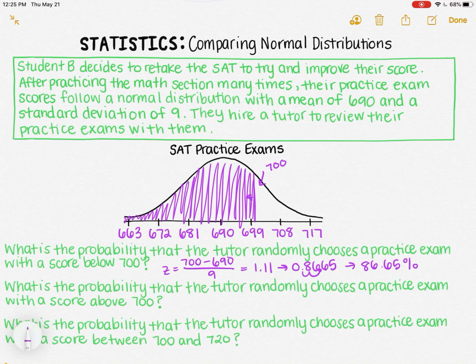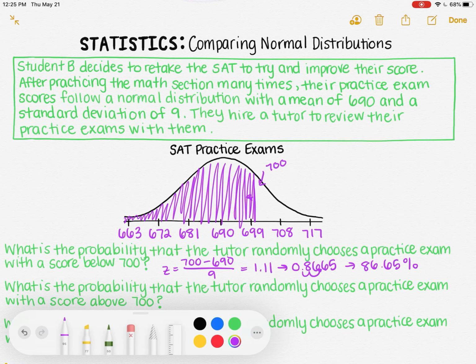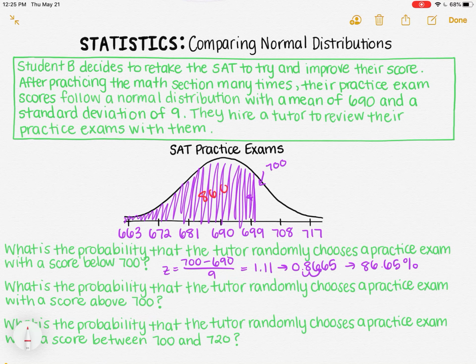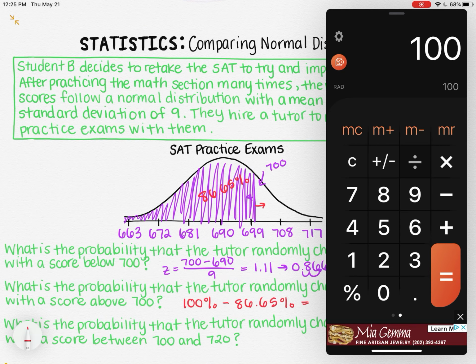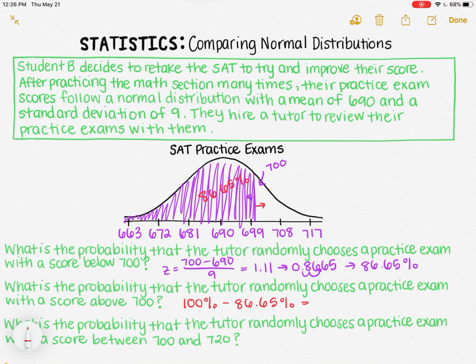The next question says, what is the probability that the tutor randomly chooses a practice exam with a score above 700? Now for this, we already know the percentage below 700 is 86.65%. So that means the percentage to the right of 700 is going to be 100 minus 86.65%. So all I have to do is take 100%, subtract 86.65%, and in my calculator, that will give me the percent of practice exams that were above 700. So that gives me 13.35% chance that the tutor chooses an exam above a score of 700.